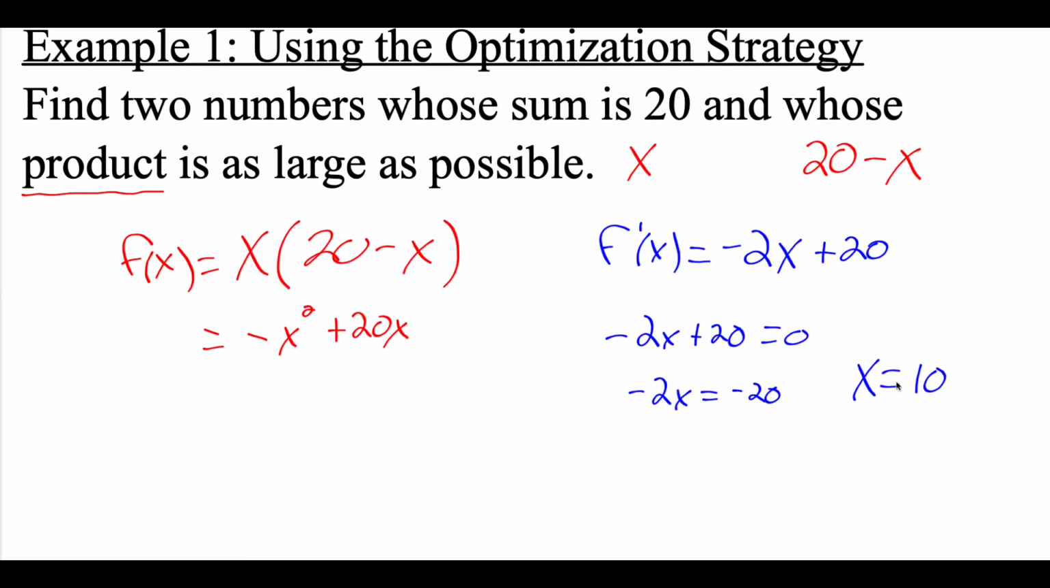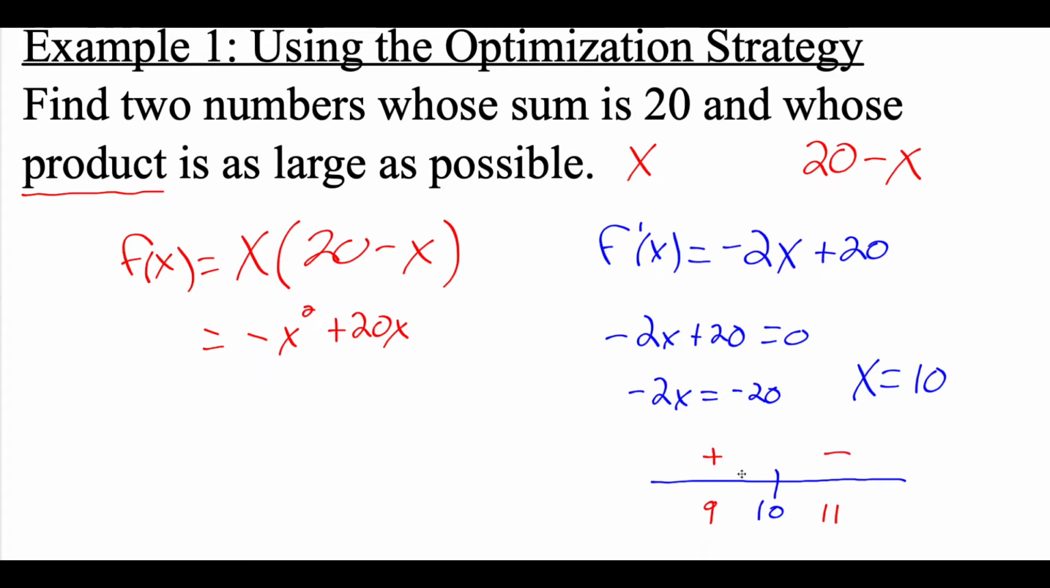So this is going to be our critical number. If we were to make a sign chart with this 10, plug in something to the left of 10 into our derivative, say we plug in 9, we get negative 18 plus 20. So this is a positive interval. Plug in something to the right of 10, so maybe we choose 11. This would be negative 22 plus 20. So that would be a negative interval.